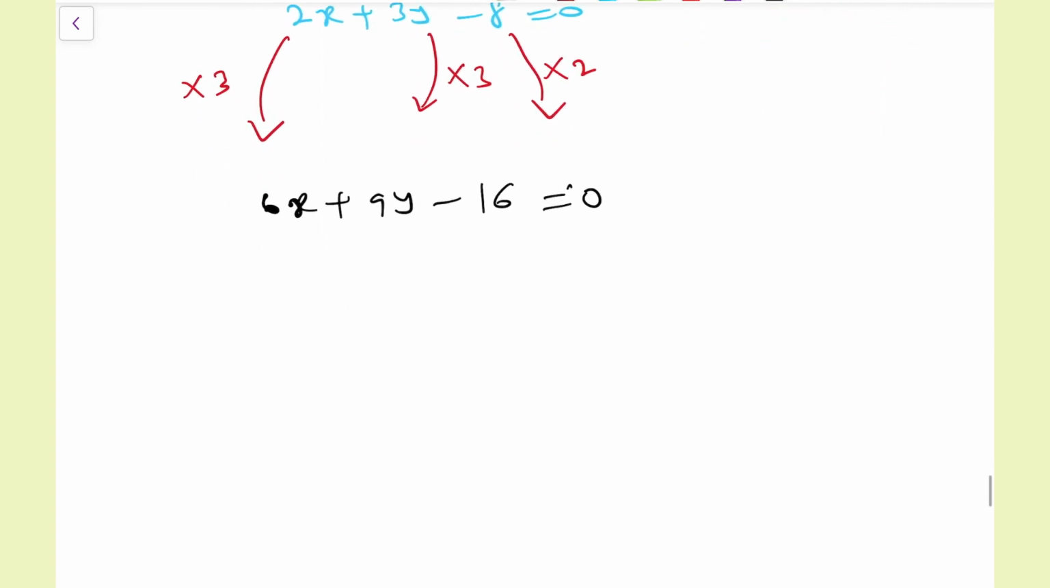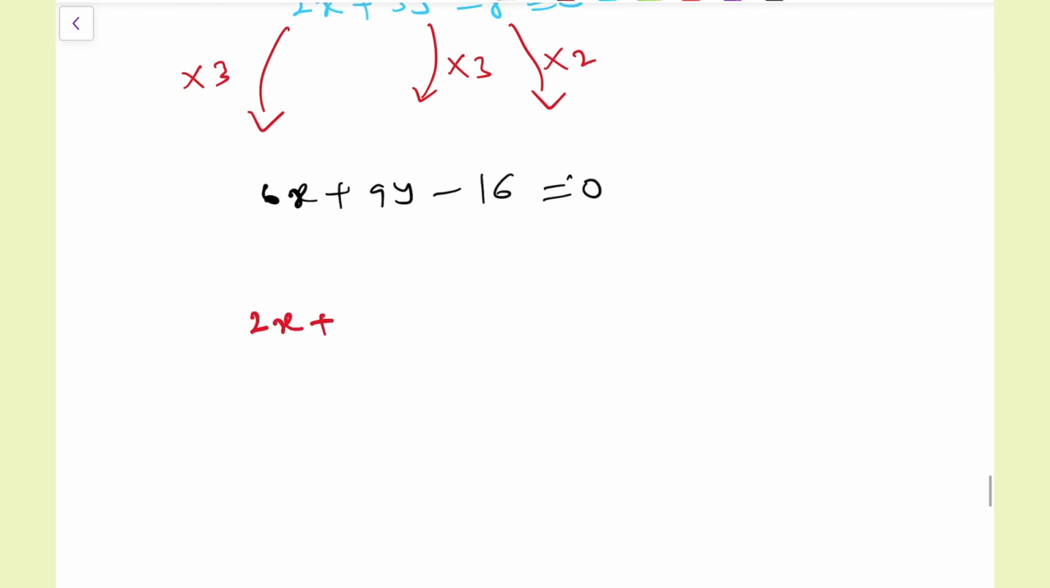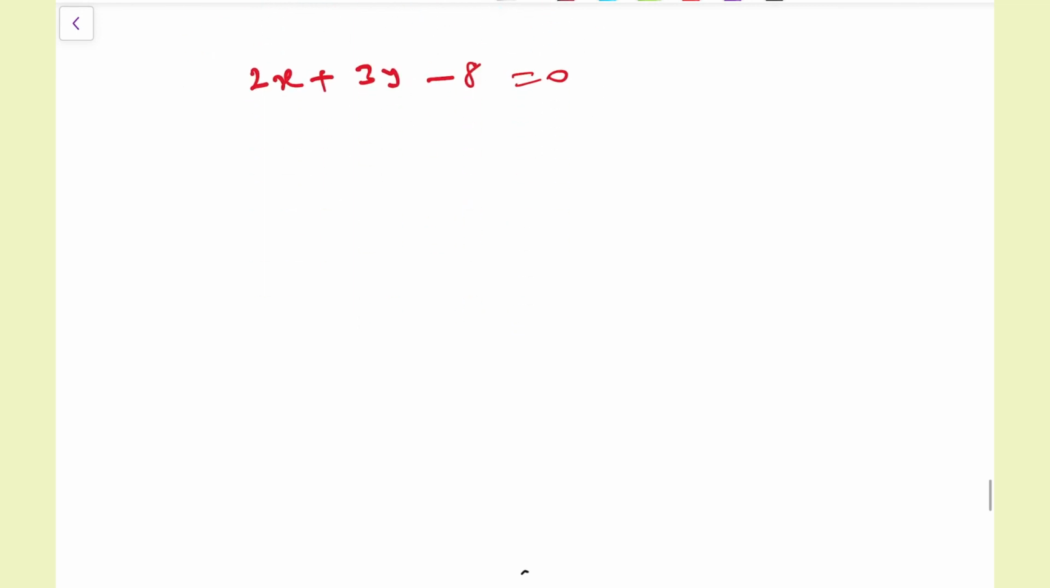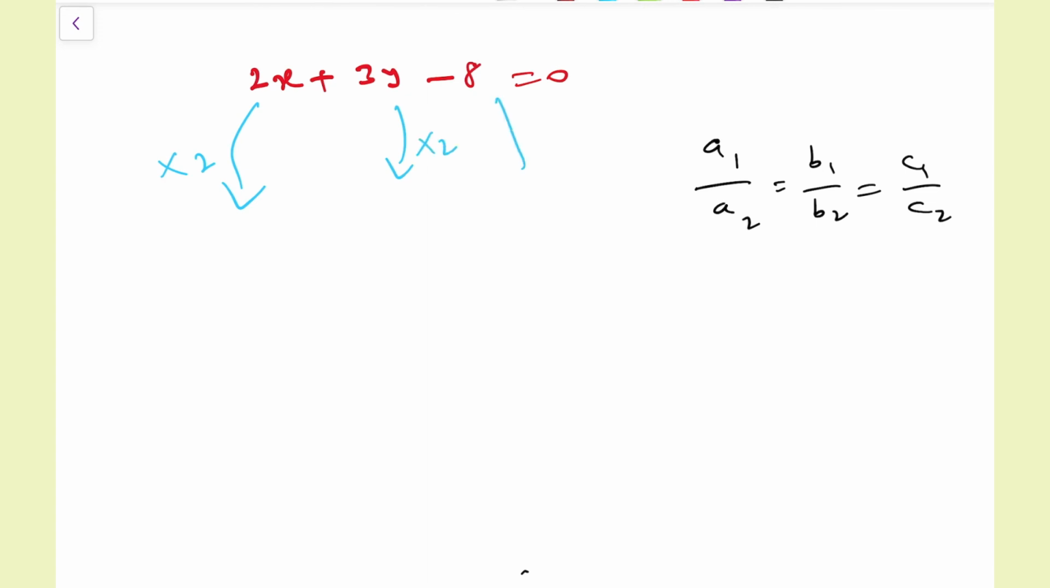Take the same equation again, 2x plus 3y minus 8 equals 0. Now we need to find out coincident, right? So what is the coincident condition? a1 by a2 equals b1 by b2 equals c1 by c2. Everything is the same now. If you multiply 2x with 2, 3y also you need to multiply with 2, 8 also you need to multiply with 2. 2x into 2 is 4x plus 3y into 2 is 6y minus 8 into 2 is 16 equals 0. Now if you observe, these two equations will be having coincident lines.